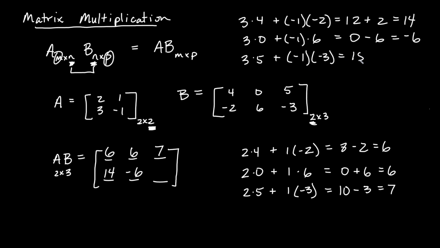So that is 15 plus 3, which is 18. So 18 goes there. Okay, so that's all of our combinations of doing rows times columns as far as a dot product goes. And we get our product here that is A times B. It's a 2 by 3 matrix, and those are the entries for that.